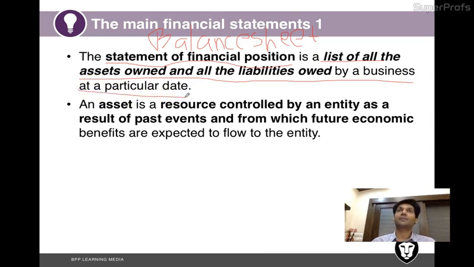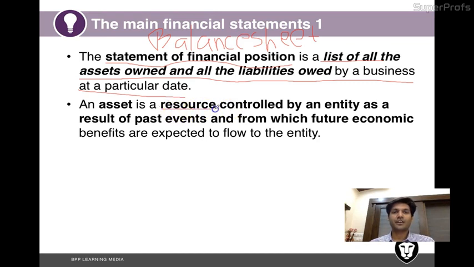Asset is something which the company owns. Okay, so company building is the company asset. But whenever a company takes a loan, that is example of liabilities. So balance sheet tells you the assets owned by the business and the liabilities owed by the business on a particular date. Very important. Balance sheet is always made as on a particular date. Okay, it is not for a period but for a particular date. And what is an asset?